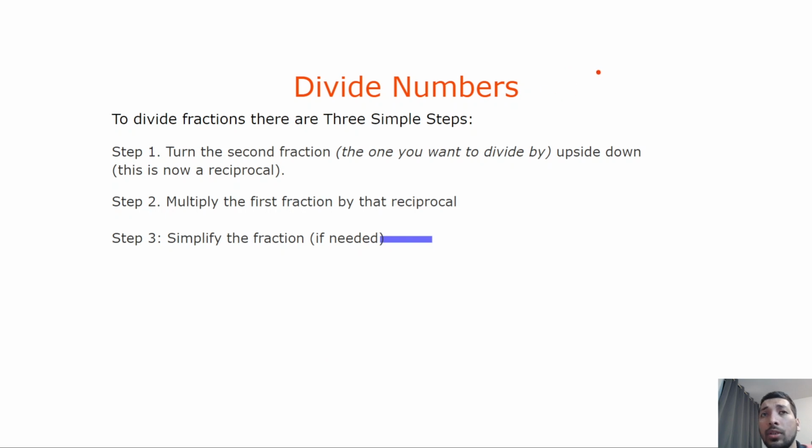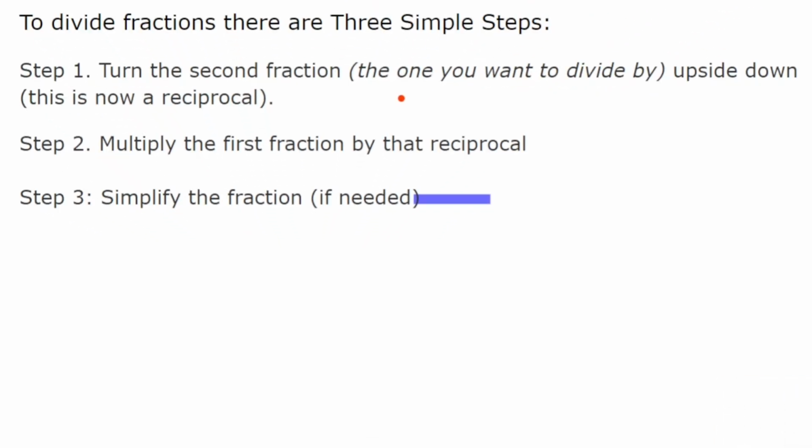When it comes to division, we apply the KCF rule, which is keep, change, flip. We'll talk about that in a moment. So the first step is we turn the second fraction upside down. The second step is we multiply the first fraction by that reciprocal. And step number 3 is simplify the fraction.